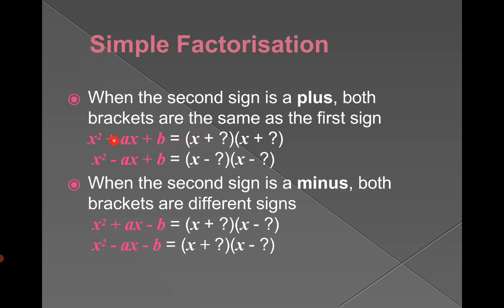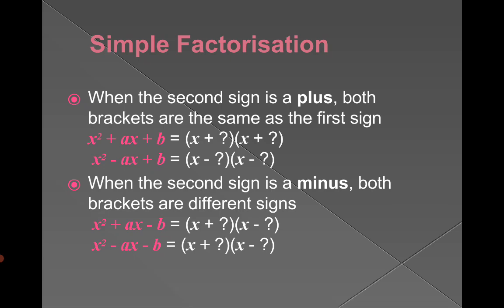So, since the second sign is a plus, it means both brackets will be the same as the first sign, this one here. With regard to this expression, the second sign is a plus, then both brackets will be the same as the first sign, meaning the negative sign, negative sign. All right, so where such an expression exists, expanding this expression here will lead to a situation where the second sign is a plus sign.